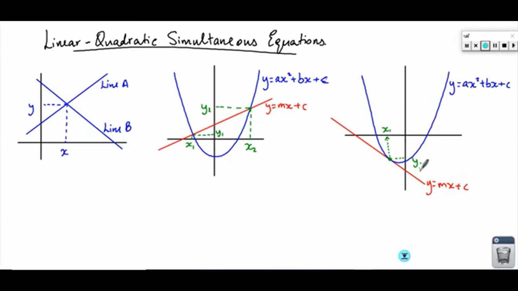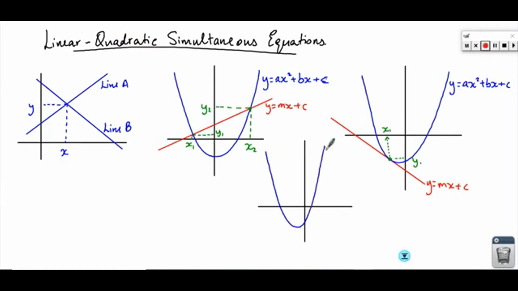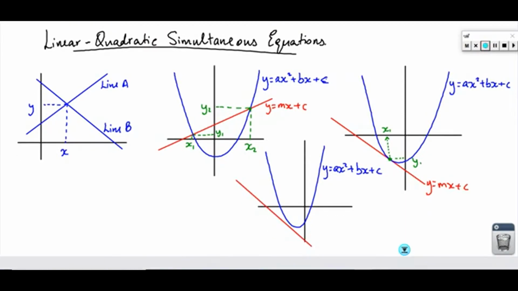It can also happen that they will not meet. Let me show you an example. This also might be the case. I have the graph of y equals ax squared plus bx plus c, and I have a straight line, y equals mx plus c. And now the two graphs did not meet, meaning there is no solution. So I can have two solutions, I can have one solution, I can have no solution.